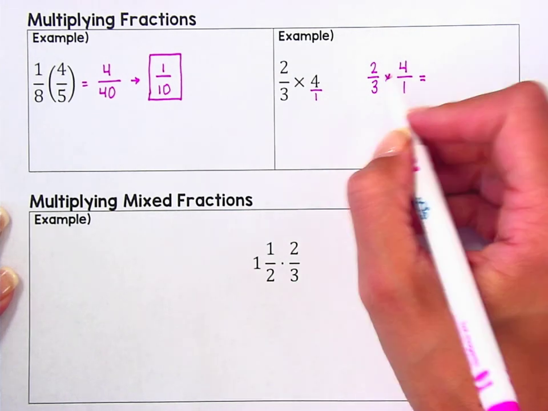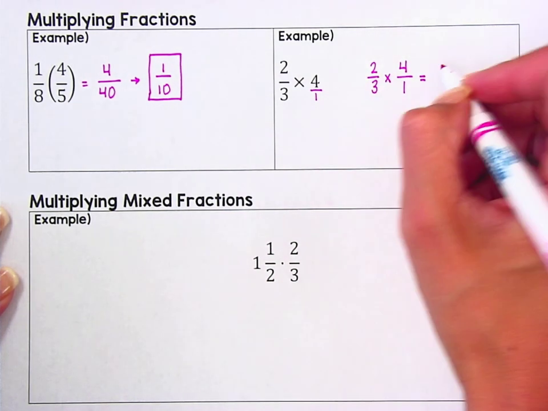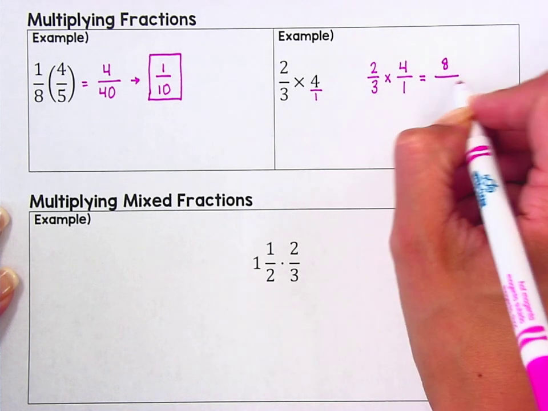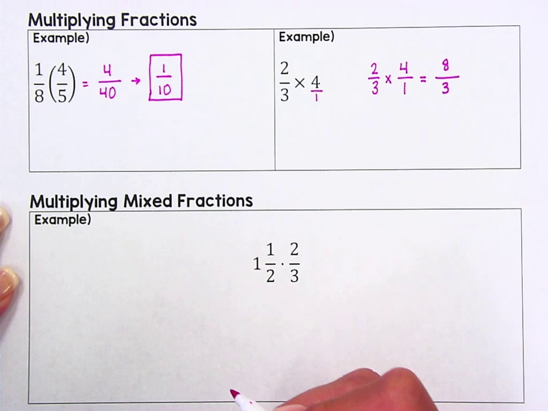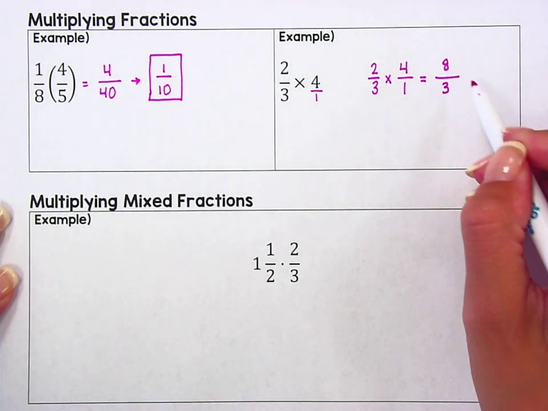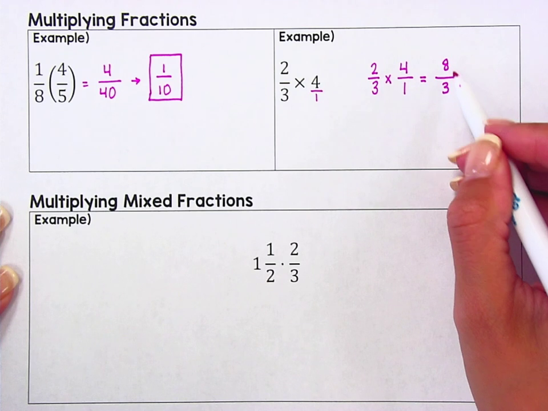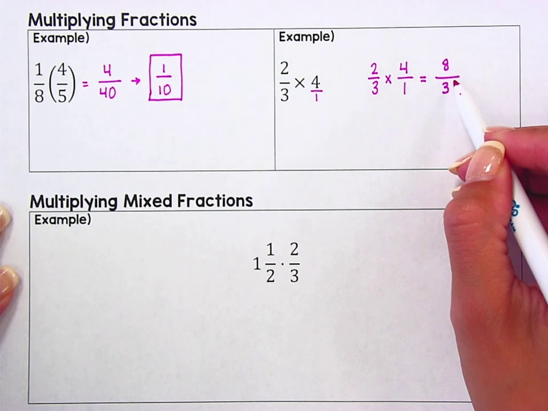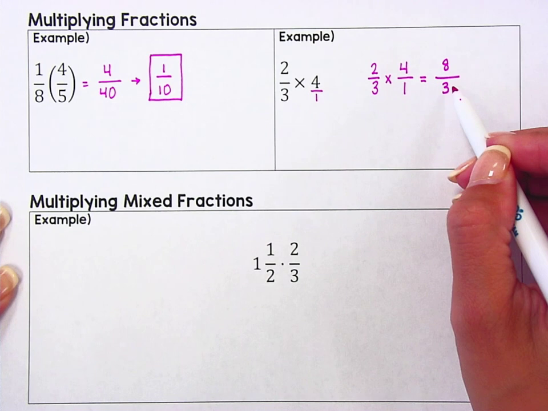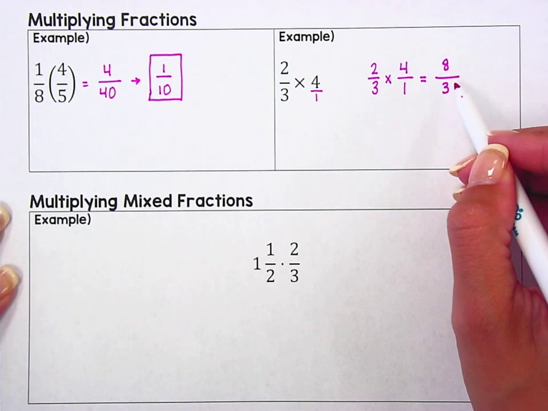Same situation, multiply our numerators, 2 times 4, which is 8, and multiply our denominators, 3 times 1, which is 3. Since our answer is an improper fraction, we're going to need to change this to a mixed number to fully simplify. So when we look at 8/3, we know 3/3 is 1 whole, so we know that 6/3 is 2 wholes, and 9/3 would be 3 wholes.